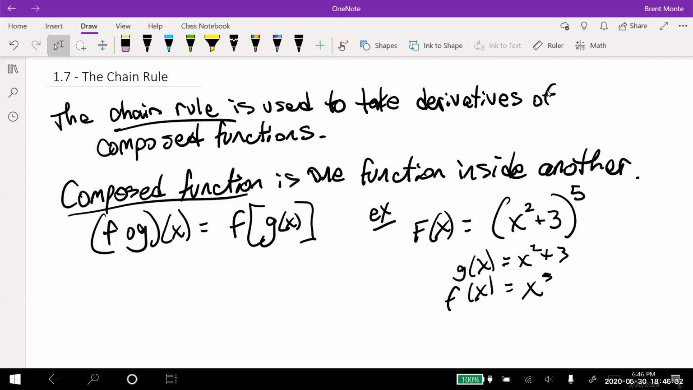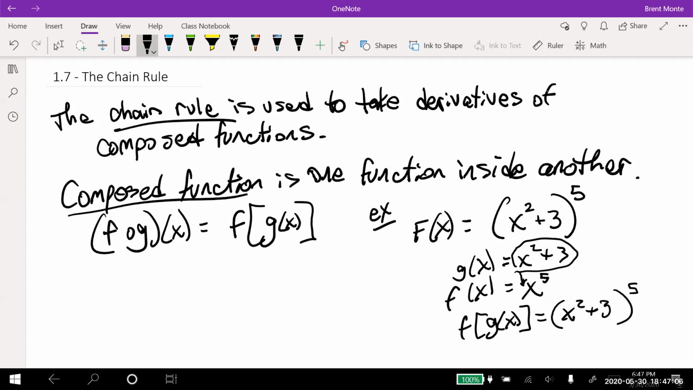Because notice what we're doing is if we're doing f of g of x, we're taking this g of x function and replacing it right there where the x is. So once we compose those, let's make this look a little bit more like a fifth power so you don't think it's a third power. So when we compose that and we plug that x squared plus 3 in where the x was, it becomes x squared plus 3 raised to the fifth. So that's what I mean about a composed function.